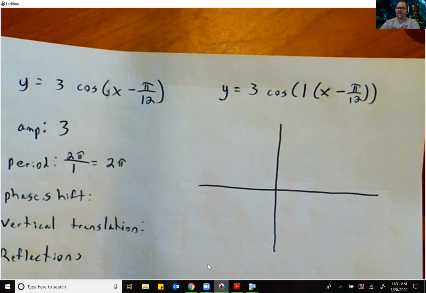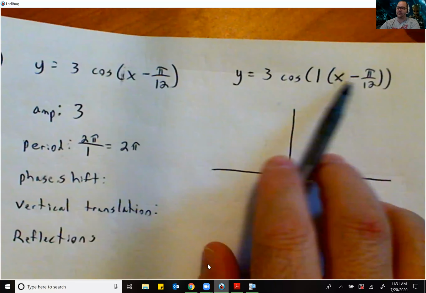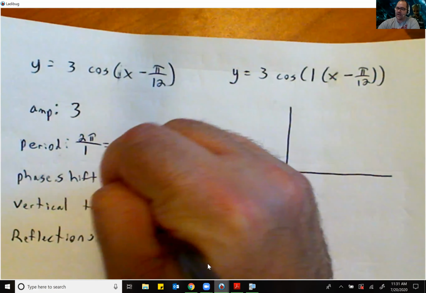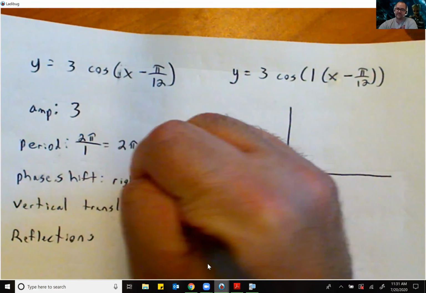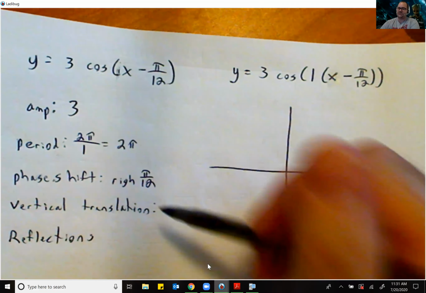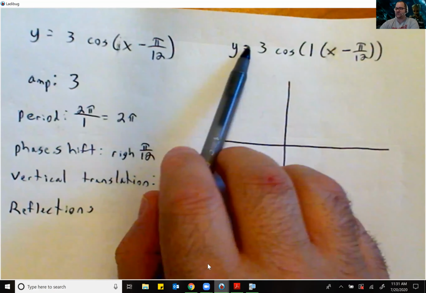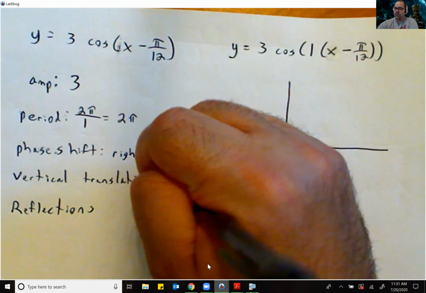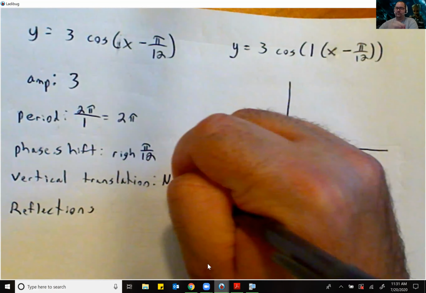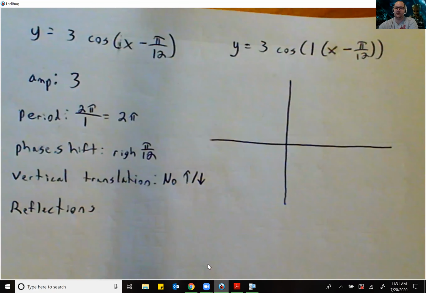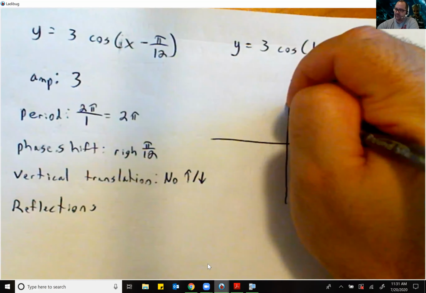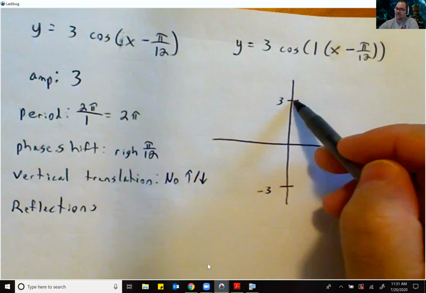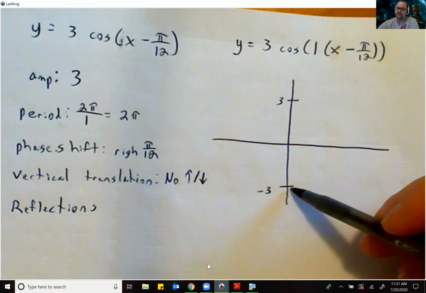Phase shift. We definitely have a phase shift. That's this guy right here. And so that means we're going to be moving to the right pi over 12. So a positive pi over 12. Vertical translation. That would be the number that is being added or subtracted in the beginning, and there isn't one. So that means there is no up or down movement, which means that I can actually graph 3 and negative 3. That's how high our graph will go. That's how low our graph will go, because we're not moving up and down.